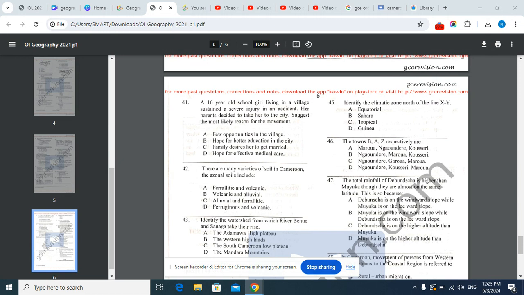Question 47. The total rainfall of Bonsha is higher than Moyuka, though they are almost on the same latitude. This is so because. The answer is A.